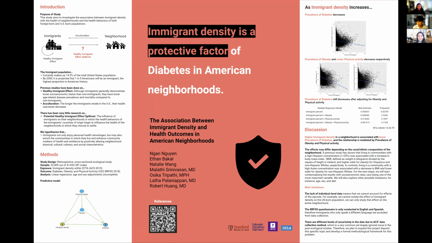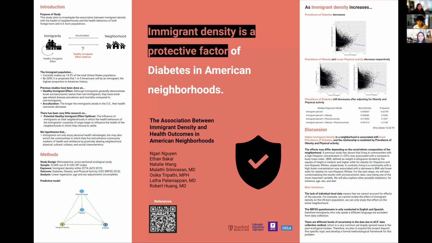And so for our study, we did a retrospective cross-sectional ecological analysis. We're looking at around 32,000 out of the 41,000 US zip codes. Using data from the ACS, we calculated immigrant density for each zip code. And then using three variables, diabetes, obesity, and physical activity, we were able to find the outcome using data from the CDC's BRFSS questionnaire. And so we did a linear regression, and then in the future, we're going to be doing age and sex adjustments.